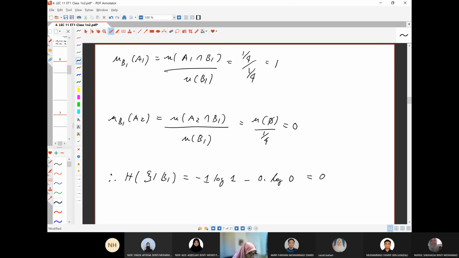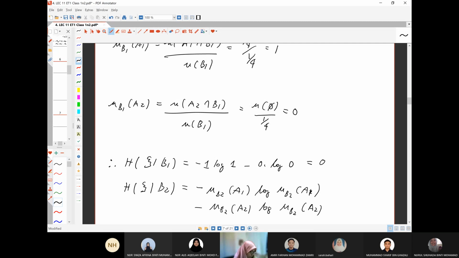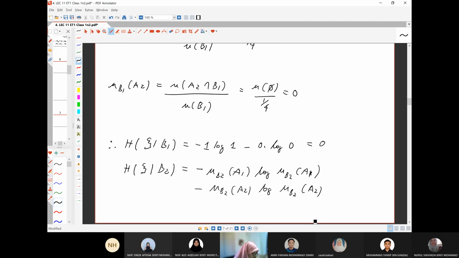Okay, so next I can find the next unconditional entropy, the entropy of psi b2. This is equal to minus mu b2 of a1 log mu b2 of a1 minus mu b2 of a2 log mu b2 of a2. And again, you find the conditional measure of mu b2 of a2 and mu b2 of a1. And again, the same, you will get 0.